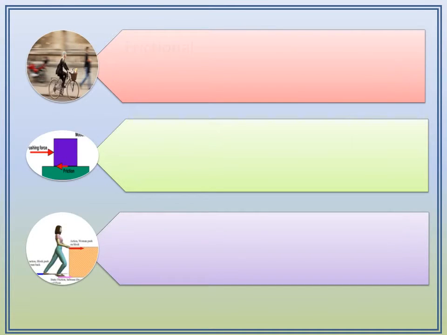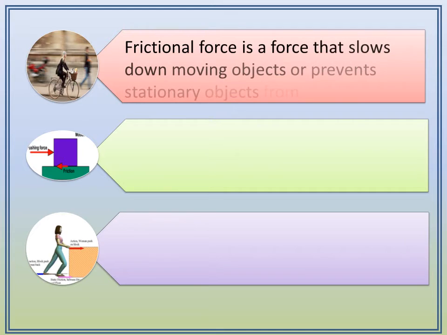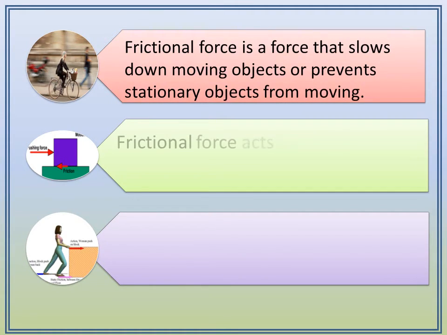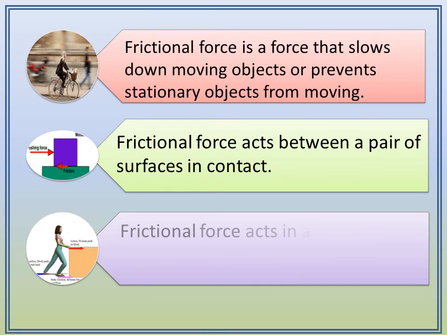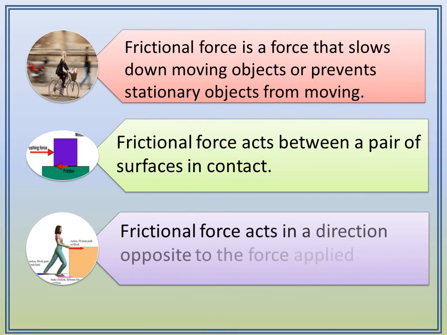To summarize, frictional force is a force that slows down a moving object or prevents stationary objects from moving. Frictional force acts between a pair of surfaces in contact. Frictional force acts in a direction opposite to the force applied.